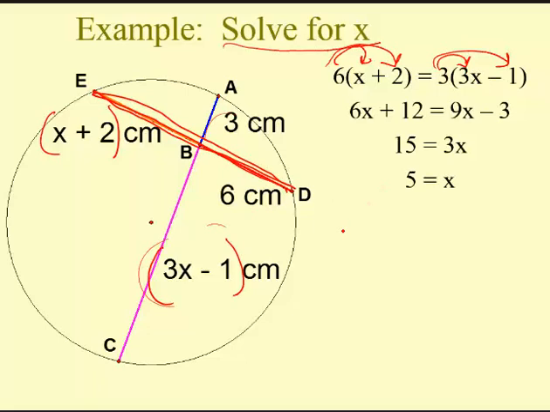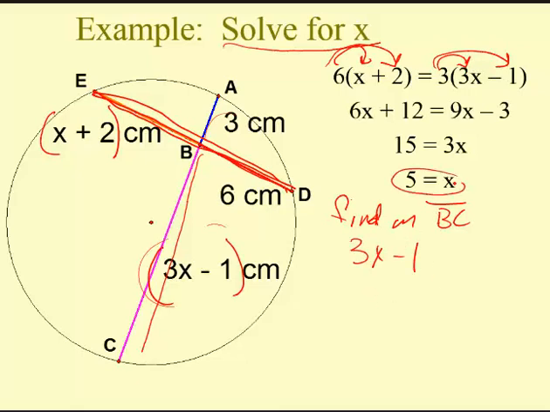But what if it had said find the measure of BC? You'd have to go over here and find BC. Well, BC was 3x minus 1. And we now know that x is 5, so 3 times 5 is 15 minus 1 is 14. Okay, so make sure you're reading the directions.